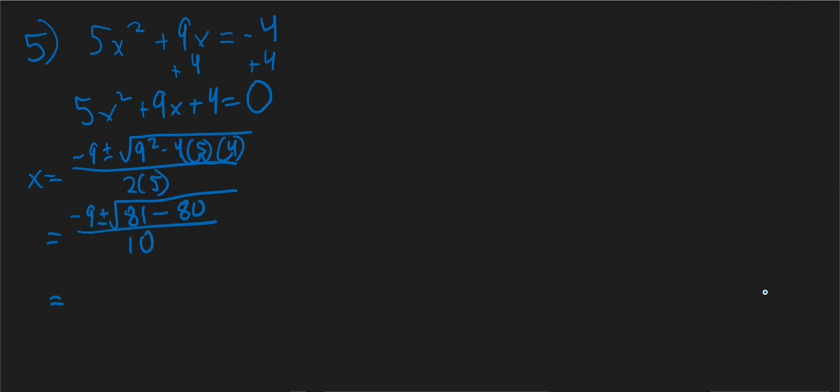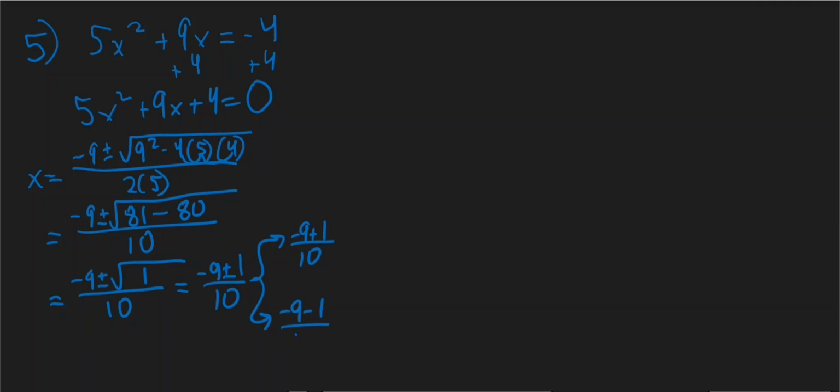All right, so negative 9 plus or minus the square root of 81 minus 80 would be a 1. At the bottom, we have a 10. And we know what the square root of 1 is, which would just be a 1. So negative 9 plus or minus 1 divided by 10, and that would break up into two different solutions, one of which would be negative 9 plus 1 divided by 10, and the other one which would be negative 9 minus 1 divided by 10.